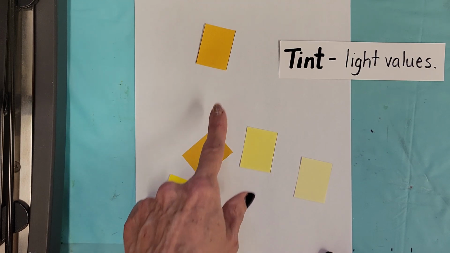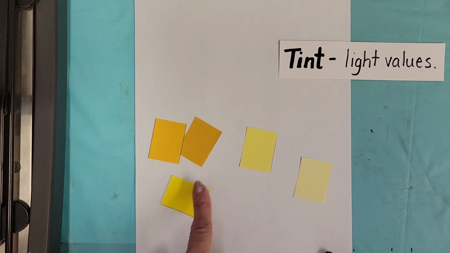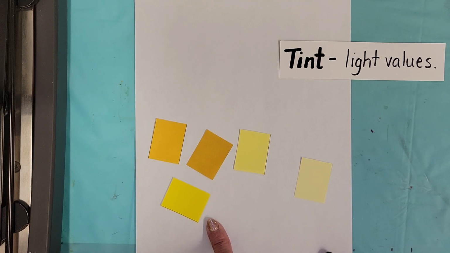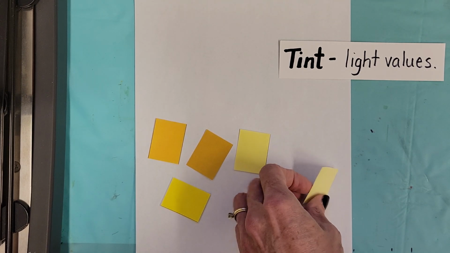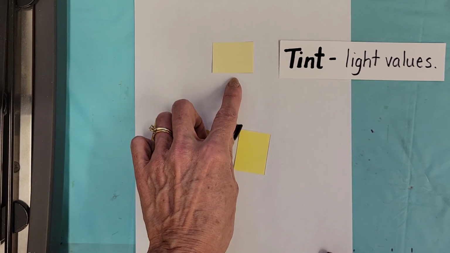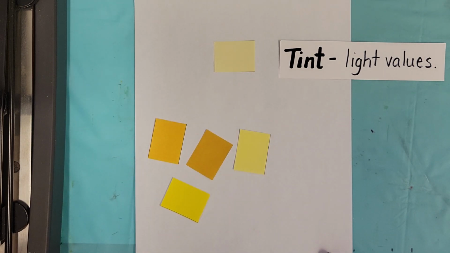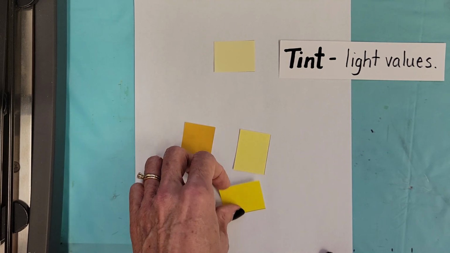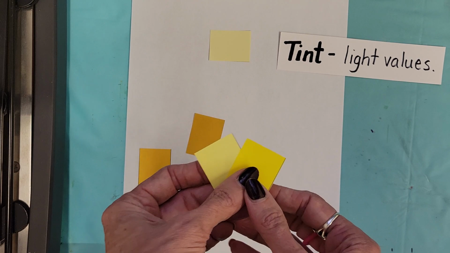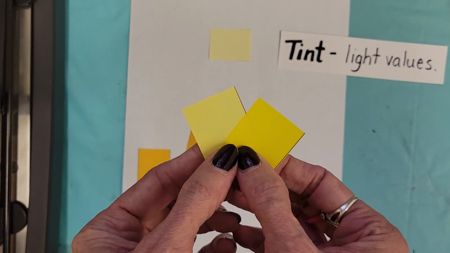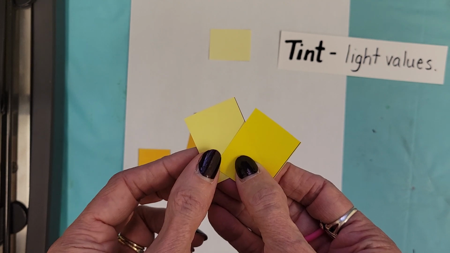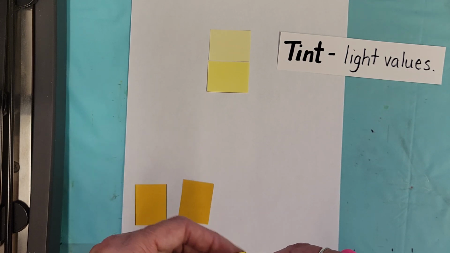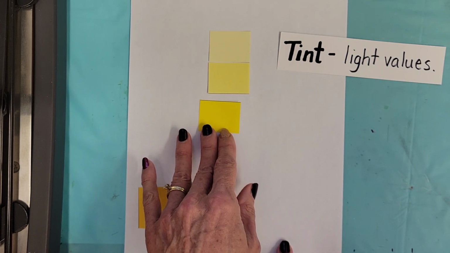I look at all of these game pieces and I ask myself, which one is the lightest, or which one is closest to white? Whichever one I think that is, I'm going to put at the top of my value scale. Then I look at my leftover pieces. Which one is the next lightest? Well, both of these are pretty light, but if I look at them up close, I see that this one looks like it's a little closer to white. So I'm going to put that one next, and then this one.